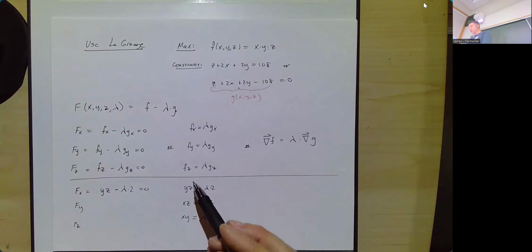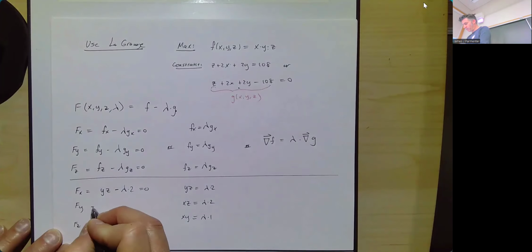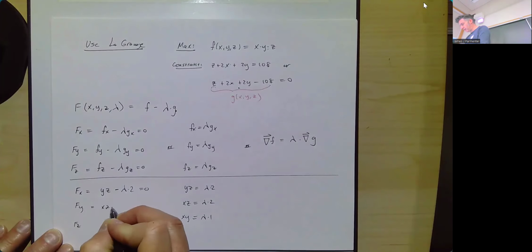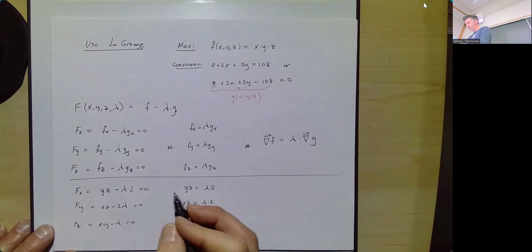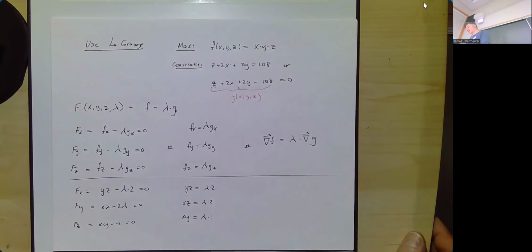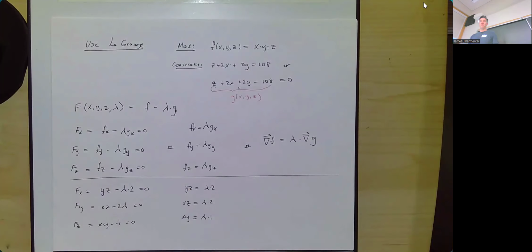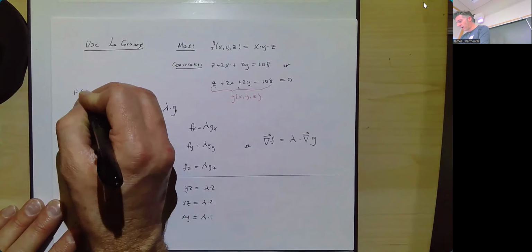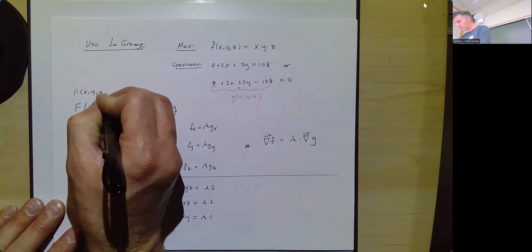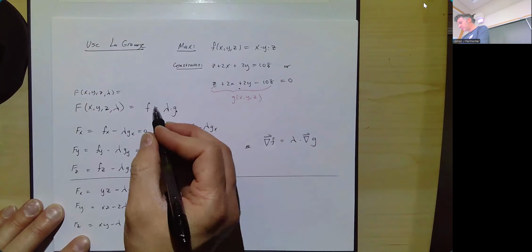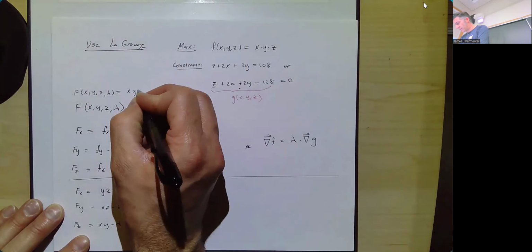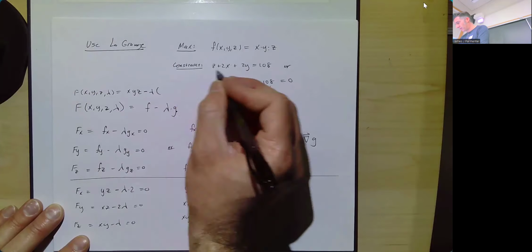So these are my relationships. Fy would be xz minus 2 lambda. Fz would be xy minus lambda. And then I will point out, oh, you know what, it's not too bad. What I didn't do was actually write out what capital F was, which I suppose would have been a good thing to do. Capital F of x comma y comma z comma lambda is actually the function xyz minus lambda times my g.